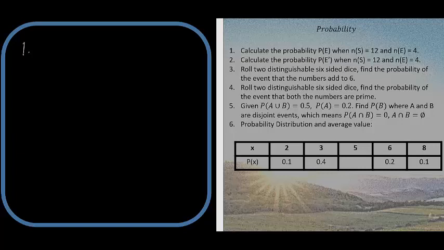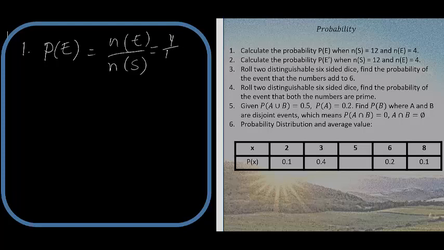First, we're asked to calculate the probability of the event E when ns is 12 and ne is 4. That means the sample space has 12 elements and the event E has 4 elements. So the probability is straightforward. You can say the probability of the event E is the number of elements in the event divided by the number of elements in the sample space. So then you get 4 over 12, which is 1/3. That's the probability for the first one.